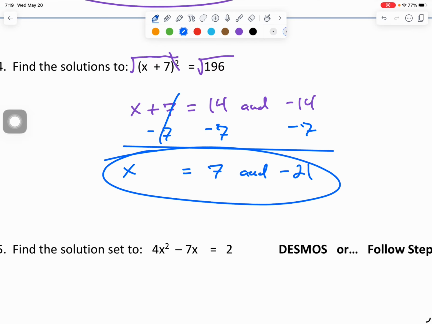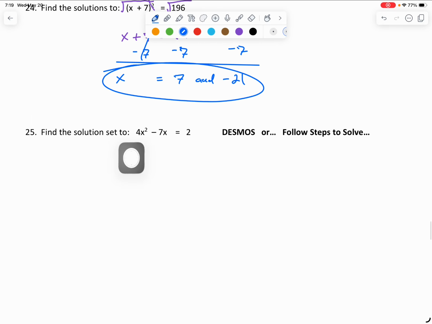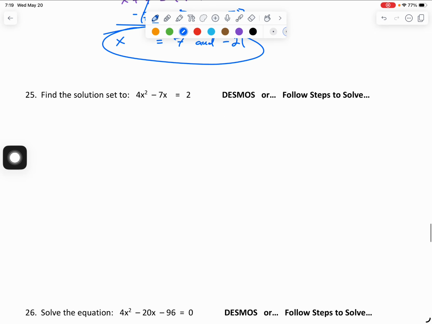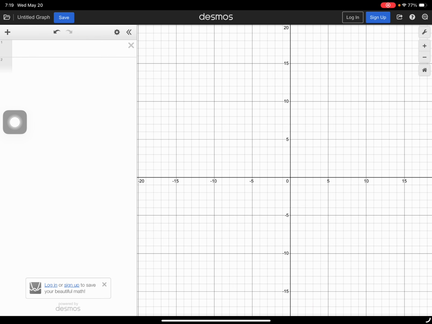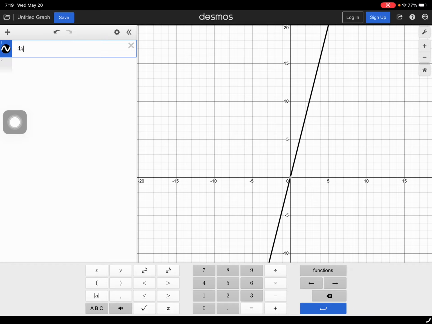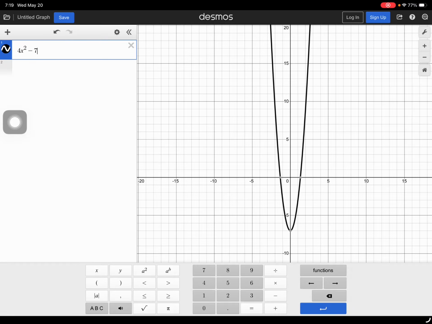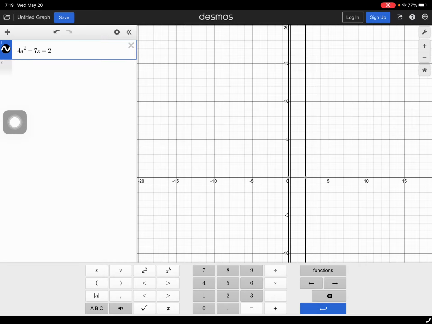Circle your answer. 25, find the solution set: 4x squared minus 7x equals 2. Let's just go ahead and use DESMOS. I don't feel like walking through all the steps. You had to shift the -2, then do the x factor, which works on this one. But 4x squared minus 7x equals 2. Let's see if we can get it to go on DESMOS. 4x squared minus 7x equals 2.